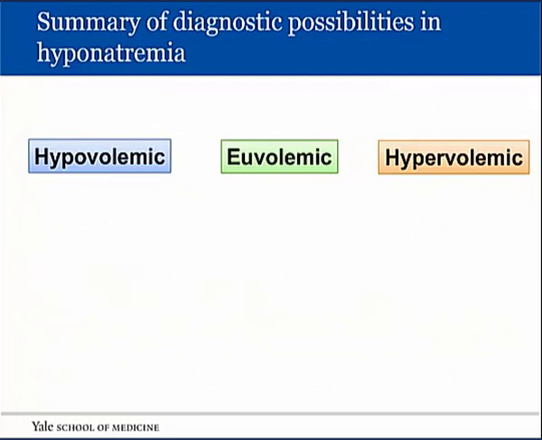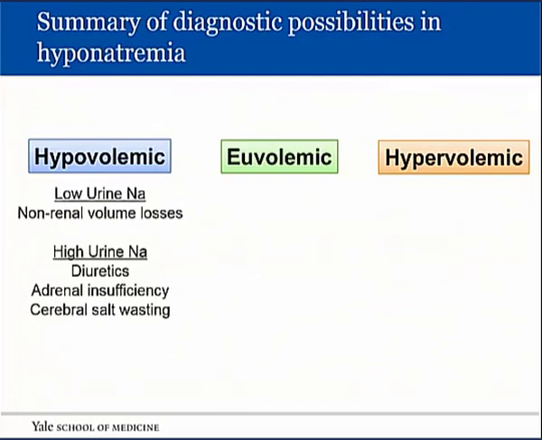So this slide gives you a summary of the diagnostic possibilities. In someone who's hypovolemic, if the urine sodium is low, then those patients are losing volume from a non-renal source. And if the urine sodium is high, and that's why the urine sodium is helpful in this, then it's a renal loss, and in most cases it's a diuretic, but it can also be adrenal insufficiency, that's an important one to remember, and cerebral salt wasting, which can happen after craniofacial trauma, surgery, or acute intracranial processes.